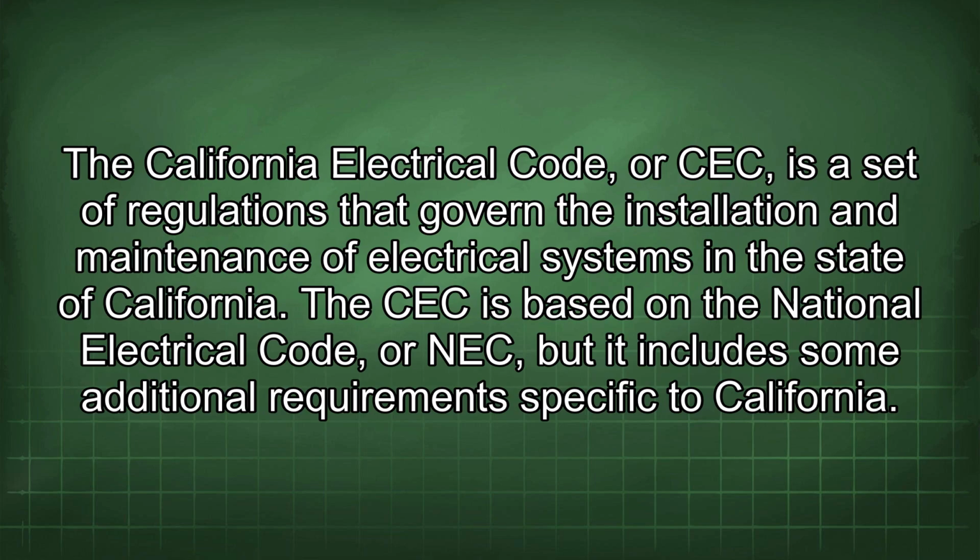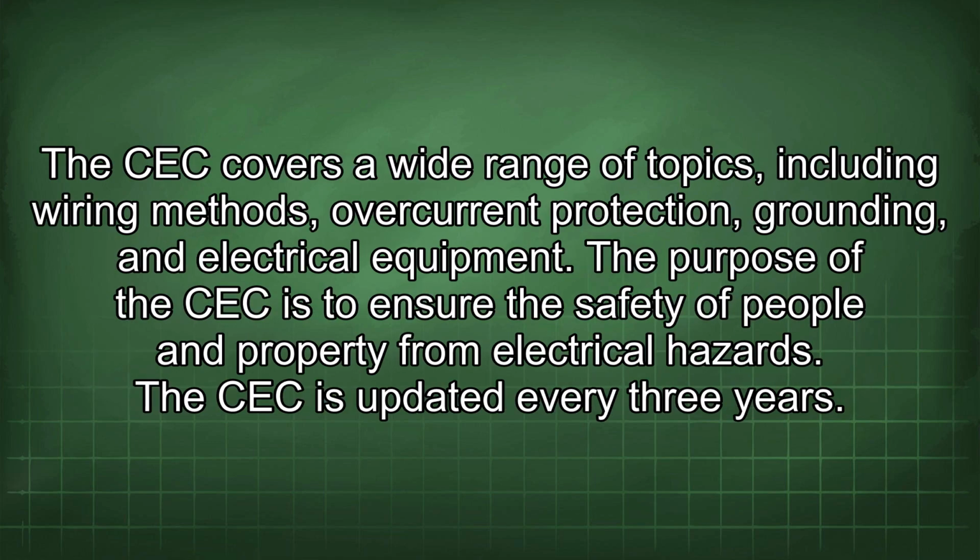The California Electrical Code, or CEC, is a set of regulations that govern the installation and maintenance of electrical systems in the state of California. The CEC is based on the National Electrical Code, or NEC, but it includes some additional requirements specific to California. The CEC covers a wide range of topics, including wiring methods, overcurrent protection, grounding, and electrical equipment. The purpose of the CEC is to ensure the safety of people and property from electrical hazards.